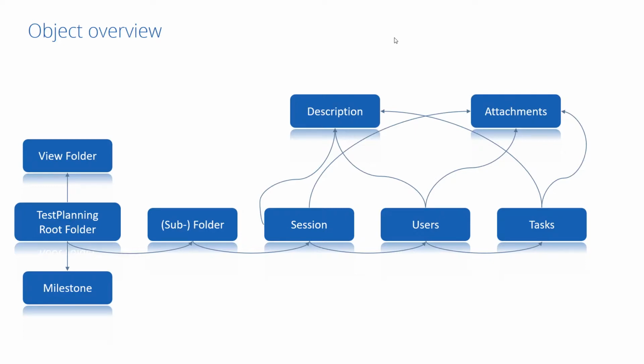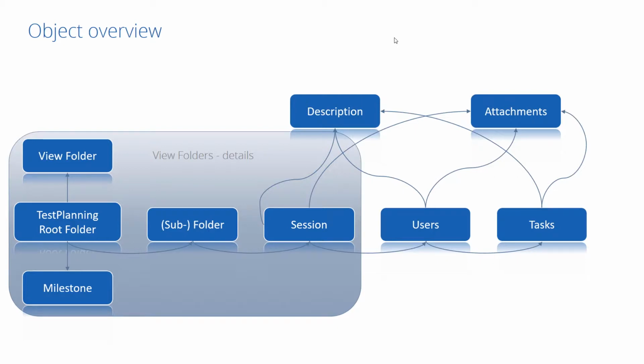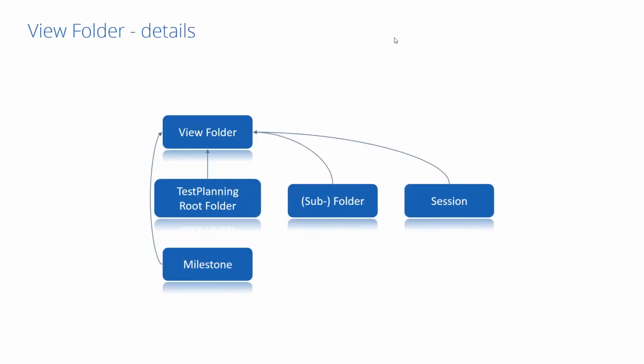When we have a detailed look at those view folders, they are a little bit more special, because they have a different workflow to them. Those view folders live within the test planning root folder. In the view folders, you can link either folders, so that means either the entire root folder of your test planning session or subfolders, sessions or milestones too. So these are the artifacts that you essentially can link to those view folders.